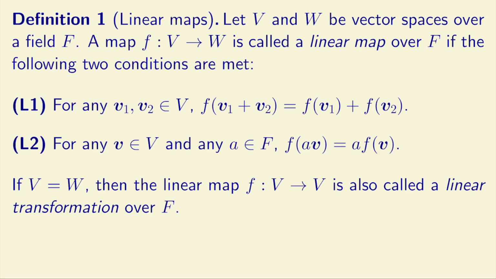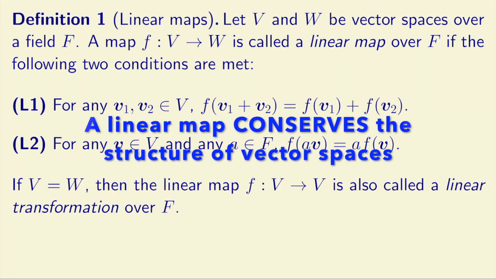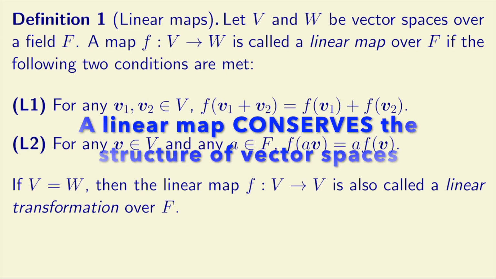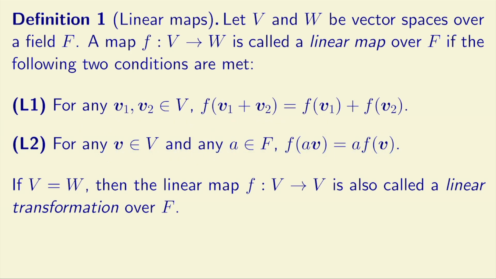So a linear map has to respect both of the core operations in a vector space. Put another way, a linear map conserves the structure of vector spaces. Okay, I think I get those two. It also says if the spaces are the same, V equals W, we call it a linear transformation.